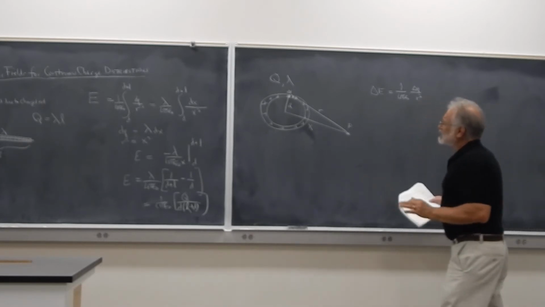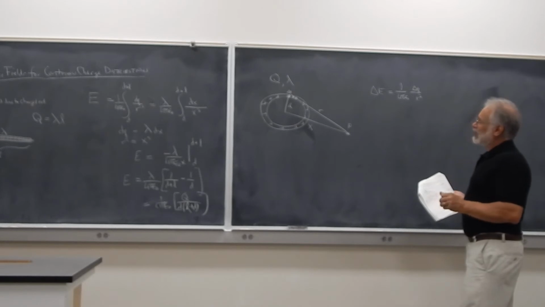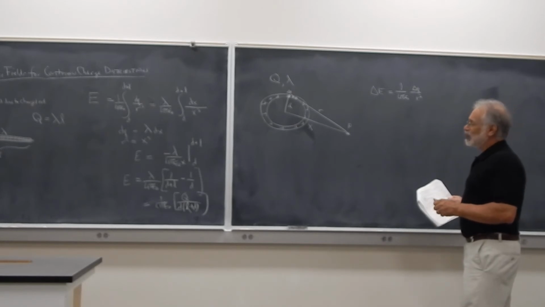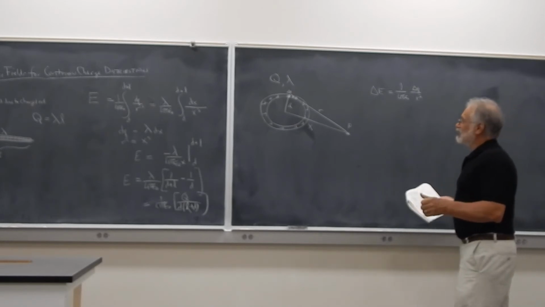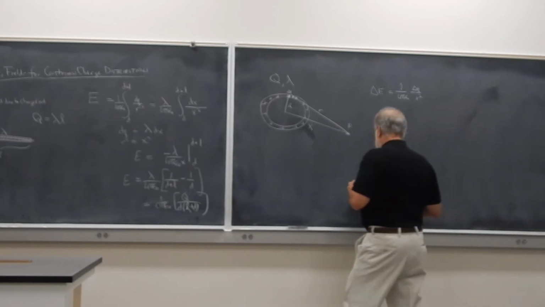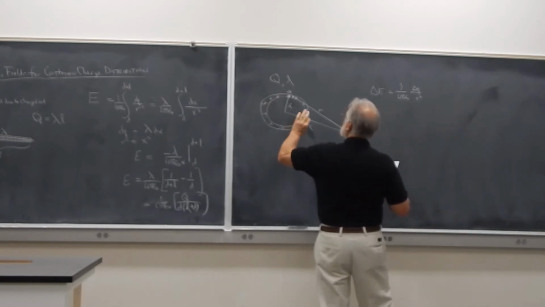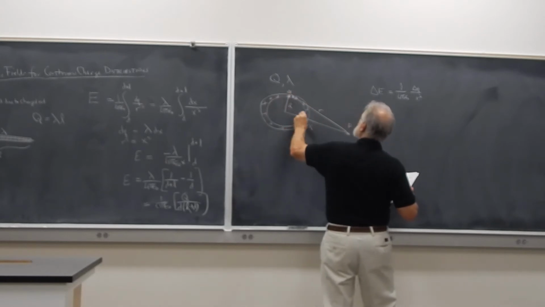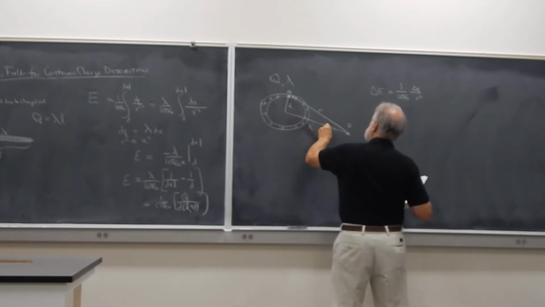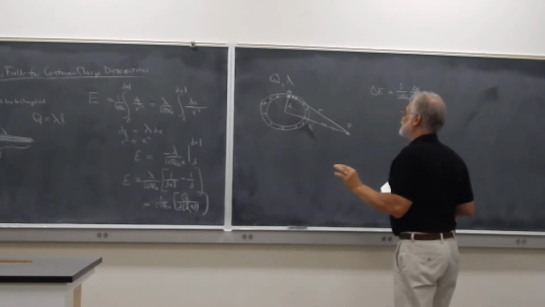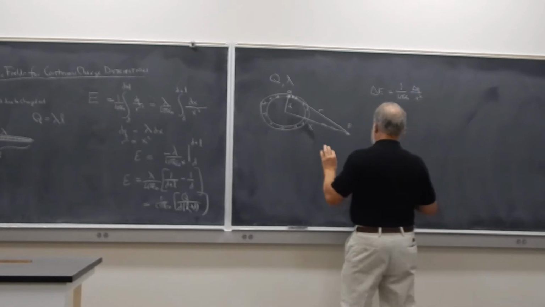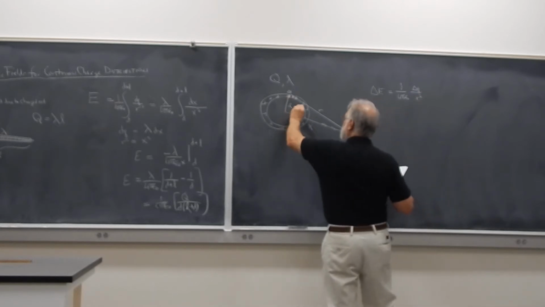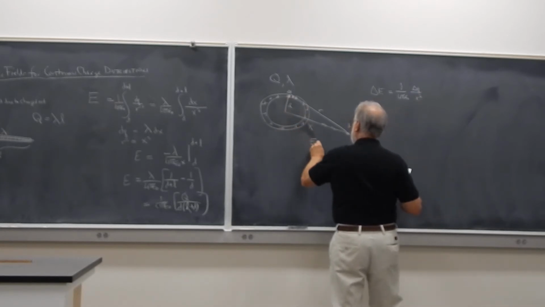We can look at some symmetry here, though, to make this problem simpler before we even set up an integral. Notice that the electric field at any point on this ring has a component that goes in the direction of x, and the other component is perpendicular to the x-axis. We can call that E perpendicular.